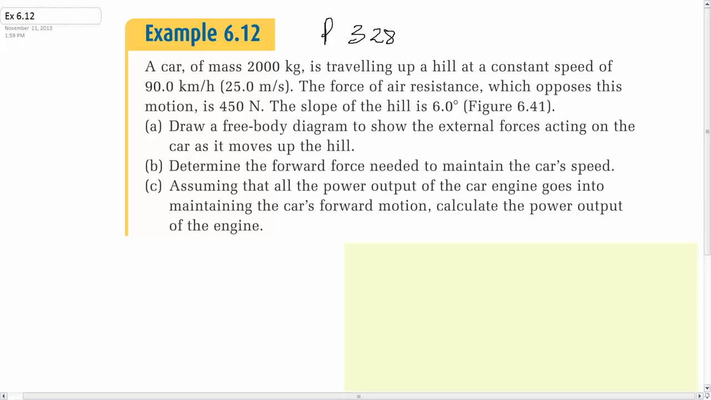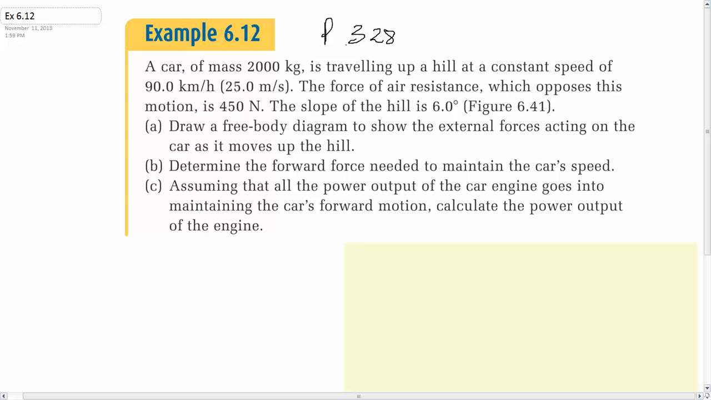And I'll read it through. A car of mass 2,000 kilograms is traveling up a hill at a constant speed of 90 kilometers an hour. And 90 kilometers an hour is 25 meters per second. The force of the air resistance, which opposes this motion, is 450 newtons. The slope of the hill is 6 degrees.